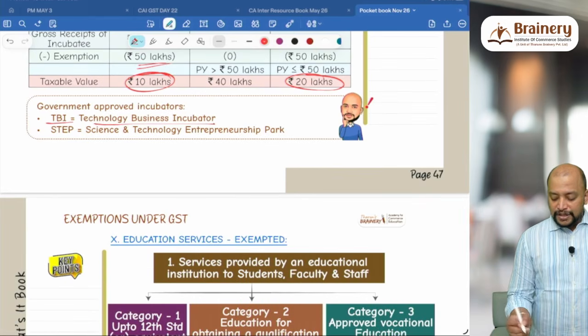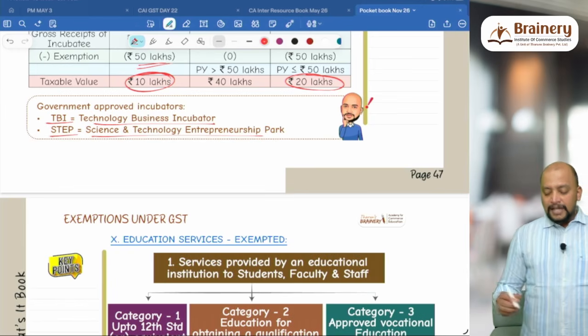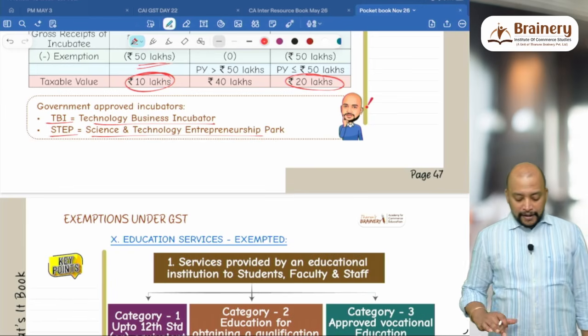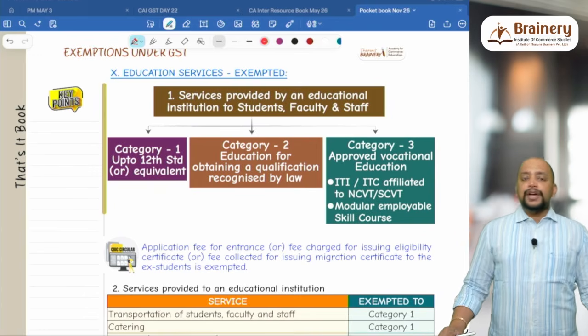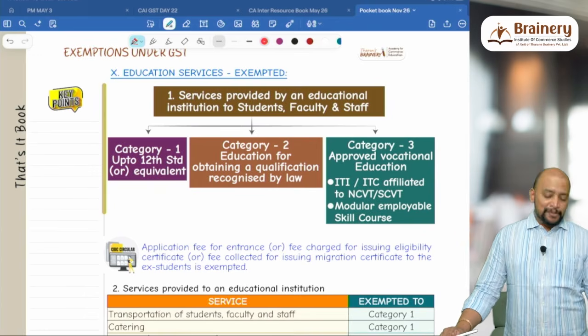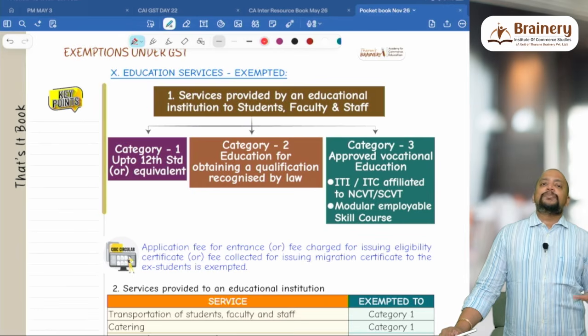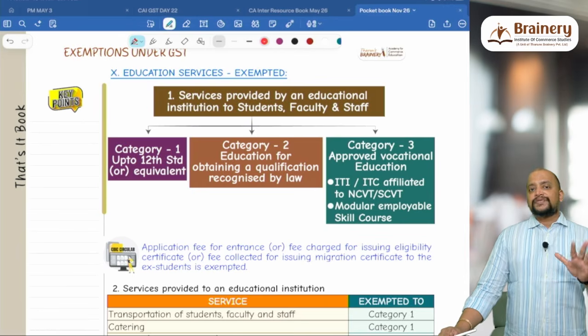TBI, Technology Business Incubator, and STEP, Science and Technology Entrepreneurship Park. Then next we have education services. So education services, first point that you need to remember is that any service provided by an educational institution to its students, faculty and staff is exempted. And what is that educational institution?